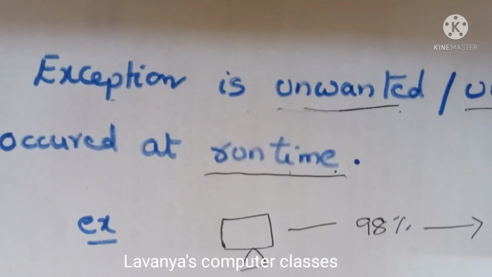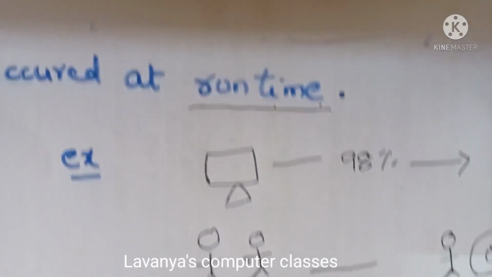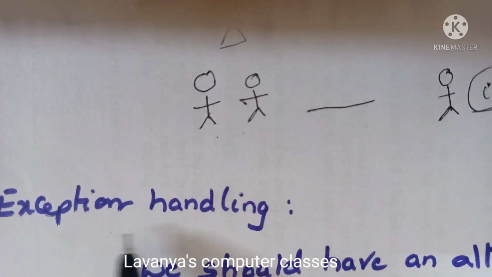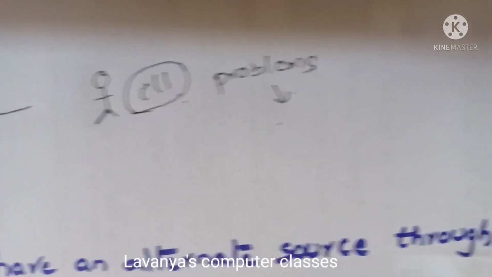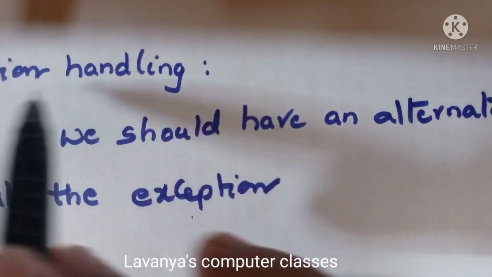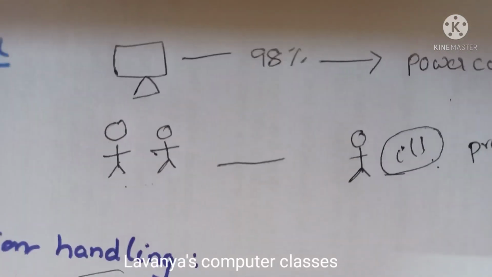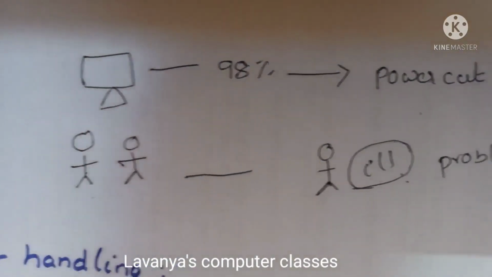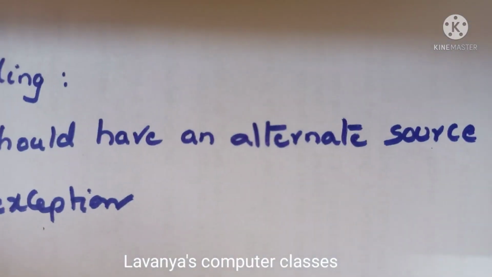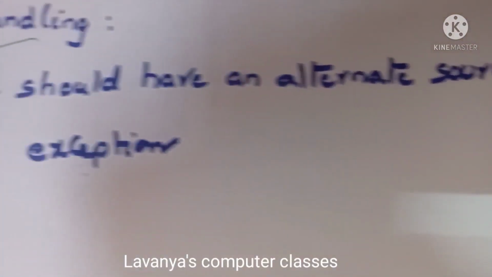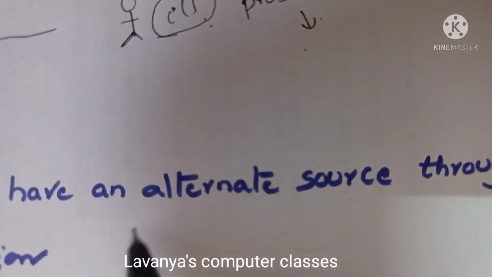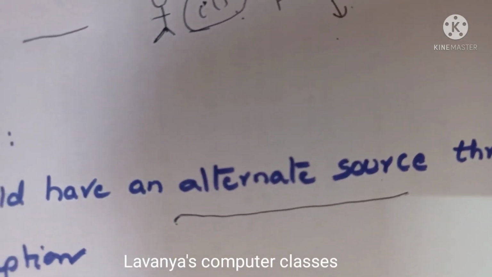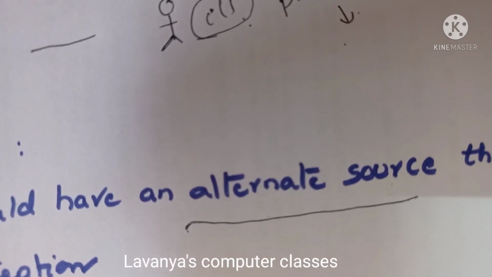That is called an exception. Now if you are facing these types of exceptions, how can you handle them? That is called exception handling. We should have an alternate source through which we can handle the exception. So what does exception handling mean? Any unwanted, unexpected result coming in the execution time, how can you handle that error? That is called exception handling. For handling those errors, we need an alternate source. How to handle that error?